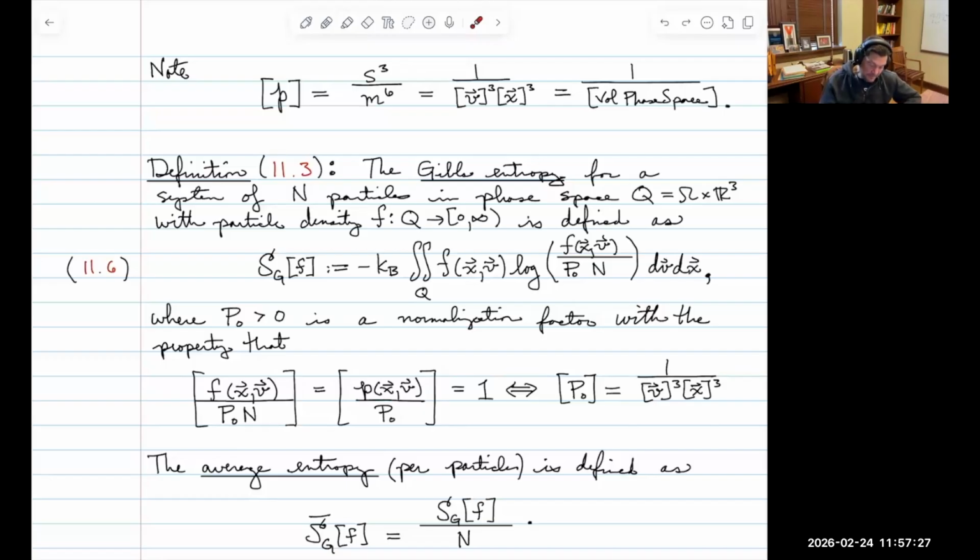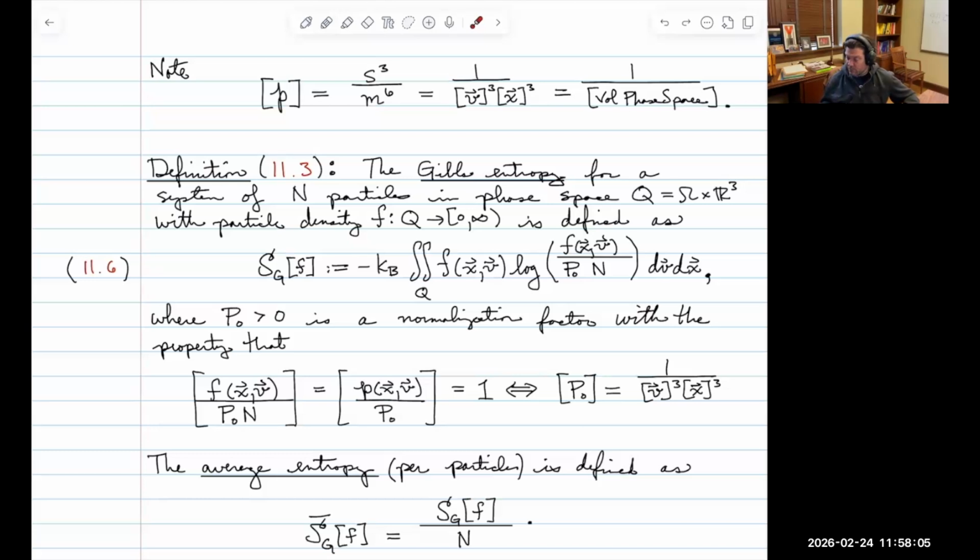So the Gibbs entropy, how are we going to define that? For a system of N particles in phase space with the particle density f, the Gibbs entropy is defined in this way. It's minus k Boltzmann, integral over phase space. Right, these are really six integrals: three for space and three for the velocity space. The integrand is f log f over N.